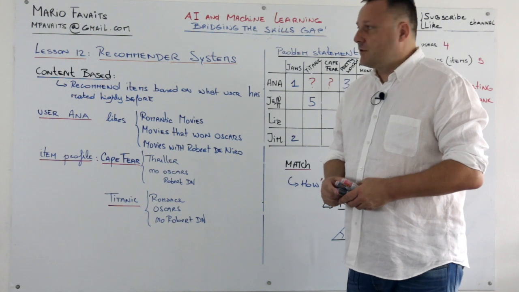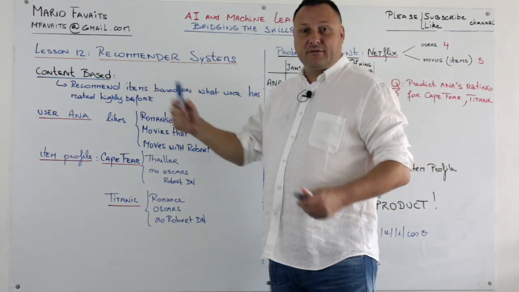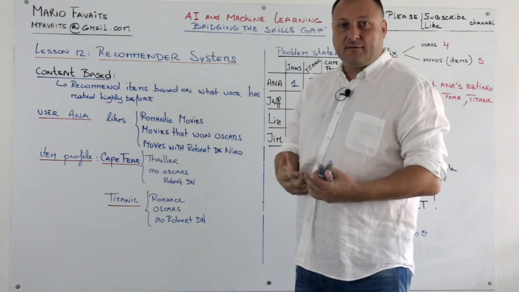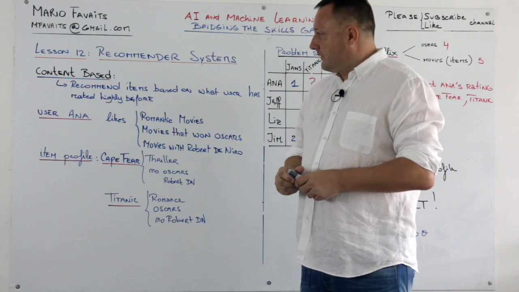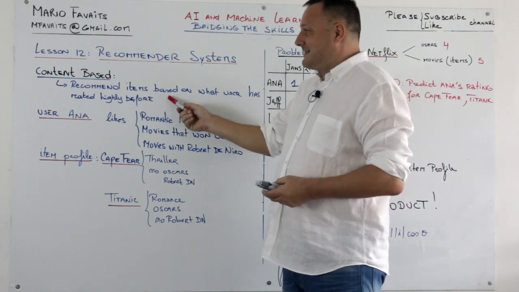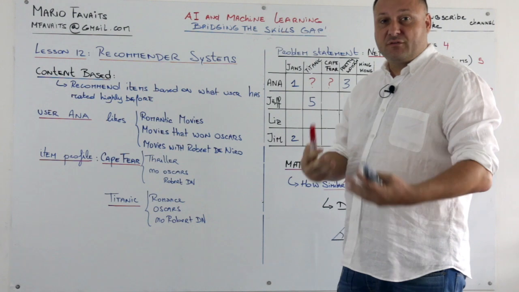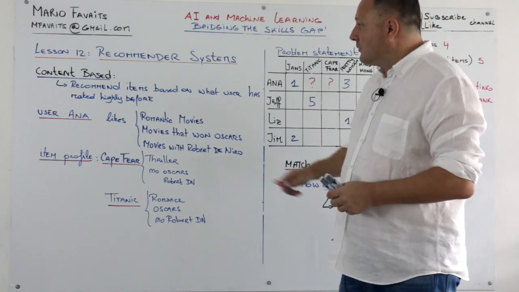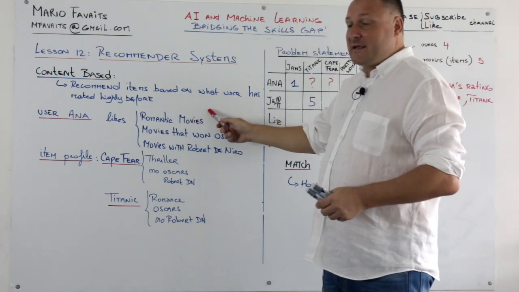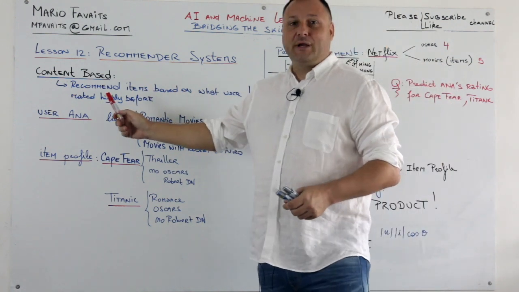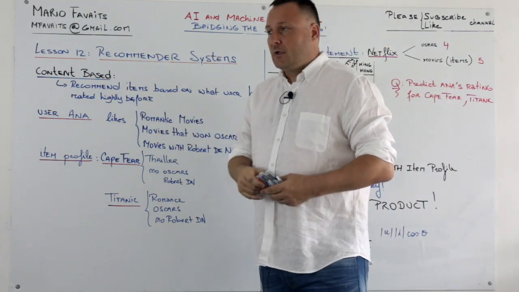Okay, let's now take a look at the content-based recommender system. Remember, there was content-based and there is collaborative filtering. Now, content-based is quite straightforward and intuitive. You're going to recommend items based on what the user has rated highly before.